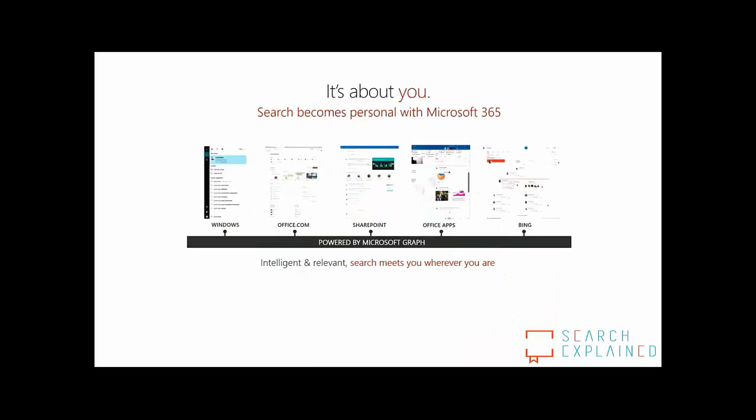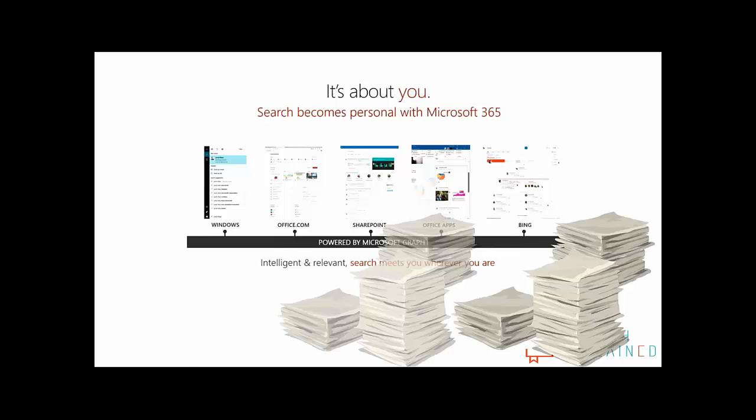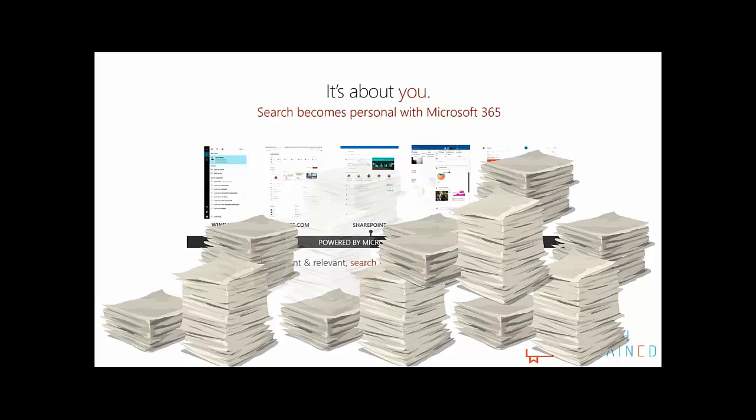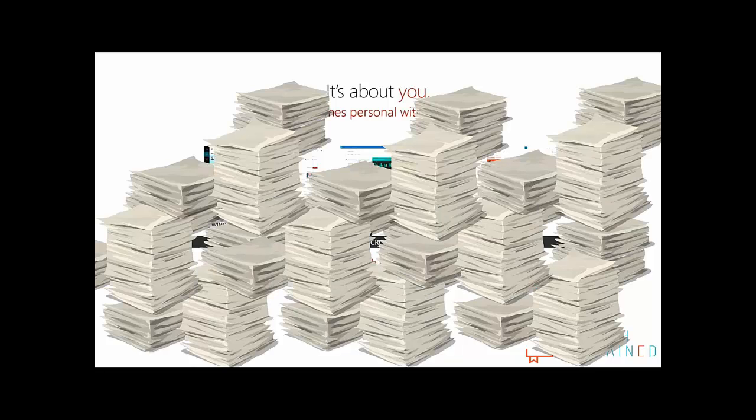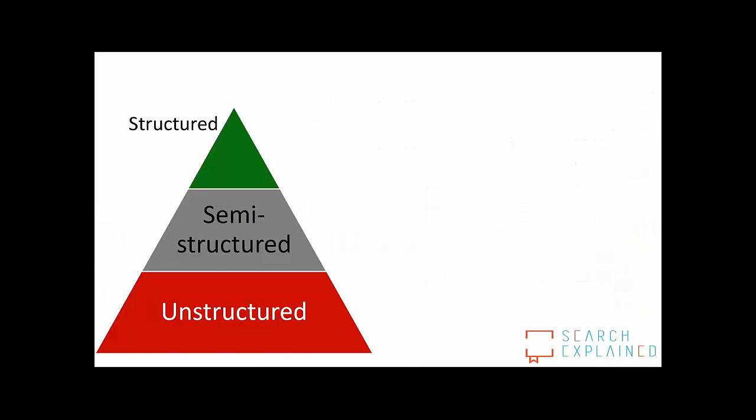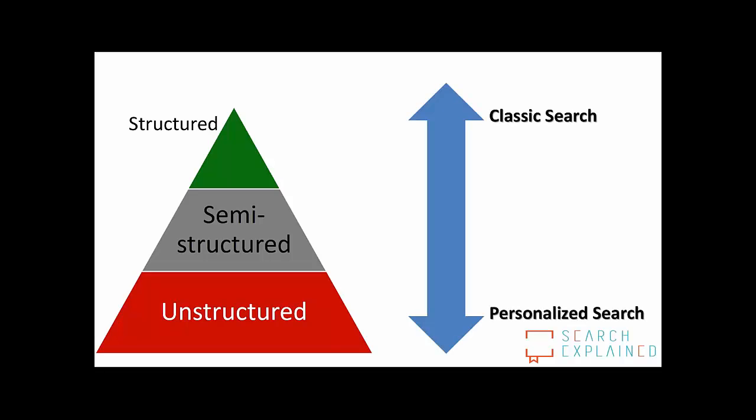So if we go back to this picture from Microsoft, when they say search becomes personalized and it's all about you, the big problem is that we have so much content and so many options that it's very hard to provide good guidance for the users. So if I get back to my pyramid of the content, the structured, semi-structured, and unstructured content, usually I recommend that for unstructured content like OneDrive or collaboration content, the personalized modern search is better.